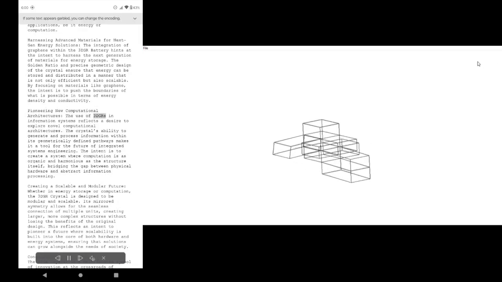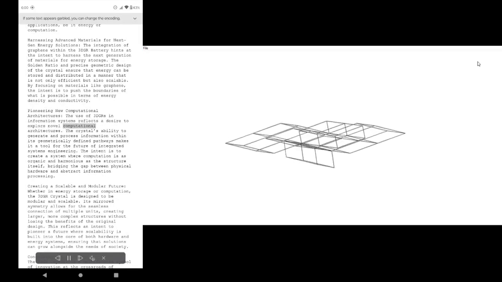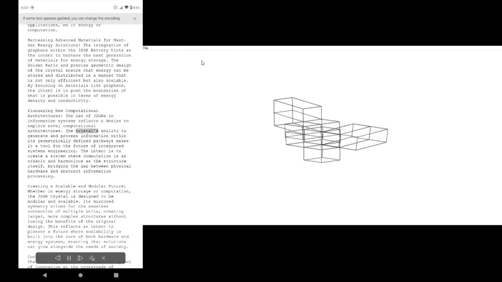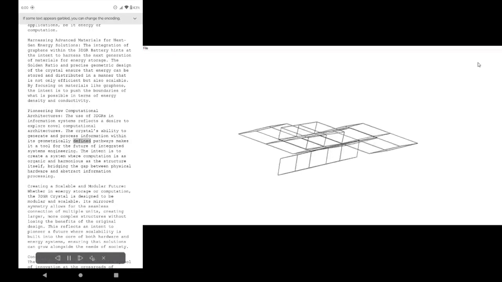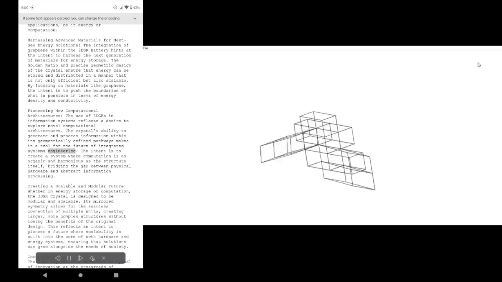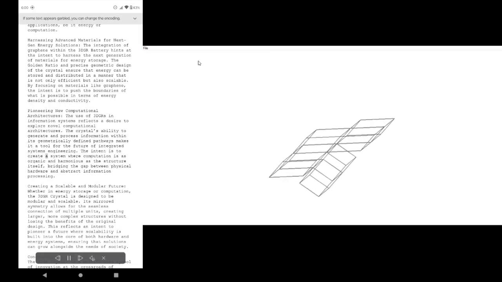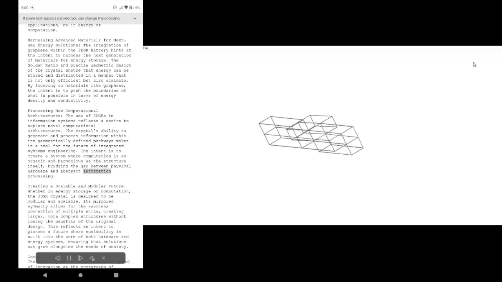Pioneering new computational architectures. The use of 3DGRs in information systems reflects a desire to explore novel computational architectures. The crystal's ability to generate and process information within its geometrically defined pathways makes it a tool for the future of integrated systems engineering. The intent is to create a system where computation is as organic and harmonious as the structure itself, bridging the gap between physical hardware and abstract information processing.